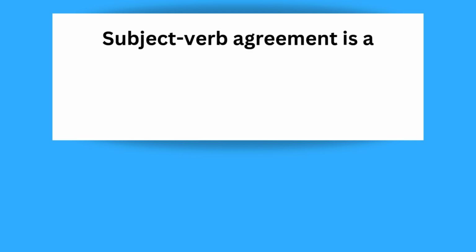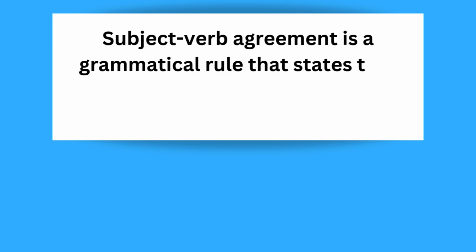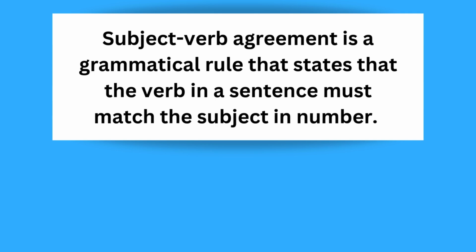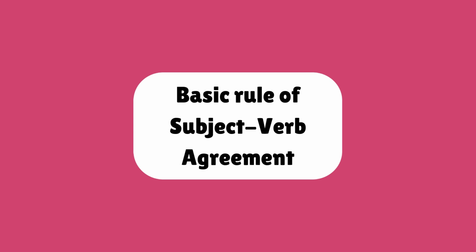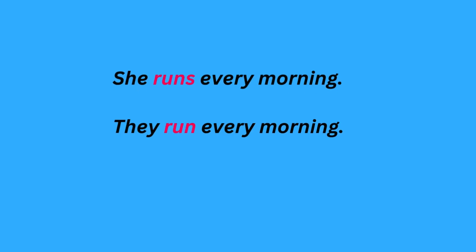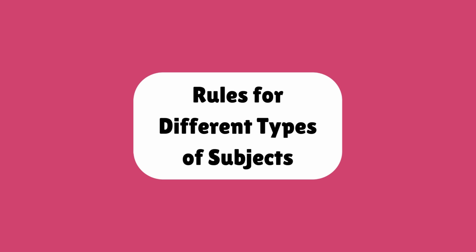Subject-verb agreement is all about matching the subject and the verb in number and person. Think of it as making sure your sentence runs smoothly, like a well-oiled machine. Basic rule of subject-verb agreement. Here's the golden rule. A singular subject takes a singular verb. A plural subject takes a plural verb. For example, she runs every morning, singular. They run every morning, plural. Easy, right? Now, let's get into the fun stuff, special rules and common traps.